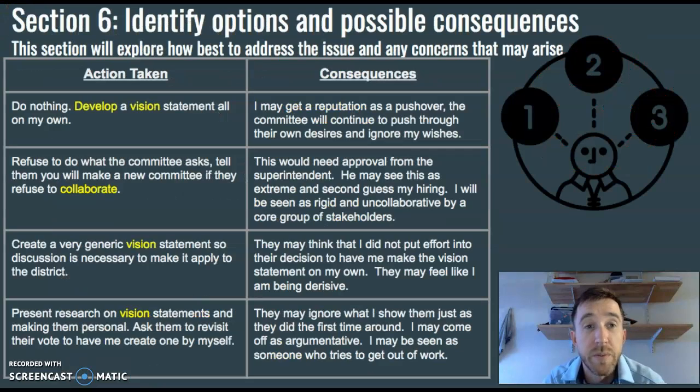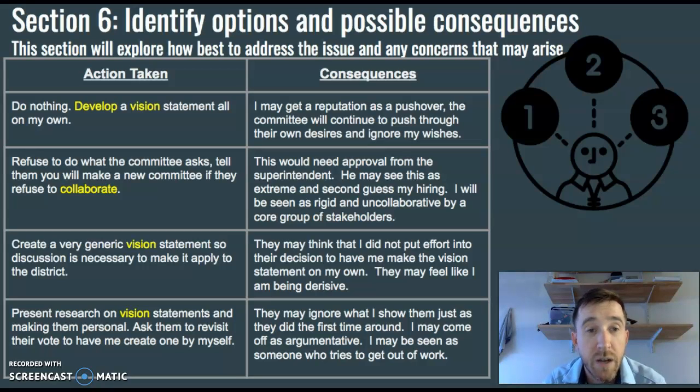That brings me to Section 6, which is identifying my possible options. The first action would be to do nothing and to develop a statement how they want, which could give me the reputation as a pushover. The committee will continue to push through their own desires and ignore my wishes.